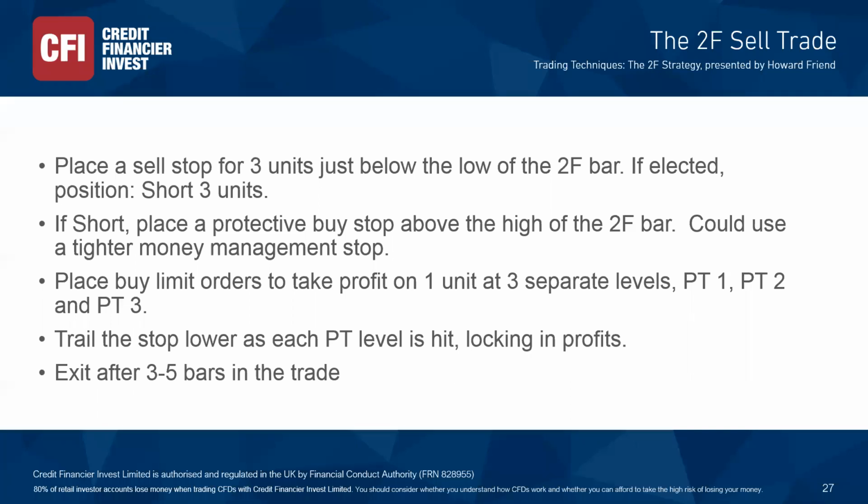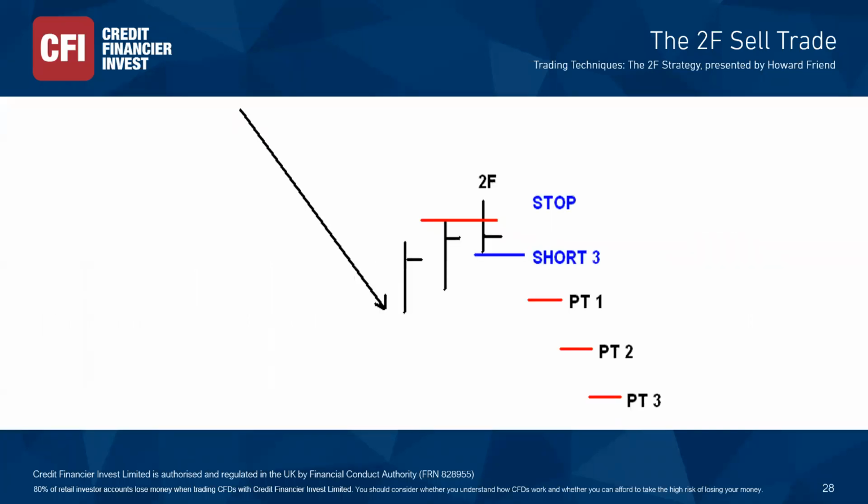Again, if we are short, we will need to figure out where we're going to take our profits. So we calculate our PT1, PT2, and PT3 levels, and we put our limit orders in to take our profits at those levels. Once we hit our PT levels, if the trade goes the way we hope it will go, we'll be locking our profits in and reducing our risk, lowering the stop as time goes on. Again, we want to exit the trade after 3 to 5 bars and say thank you very much, hopefully.